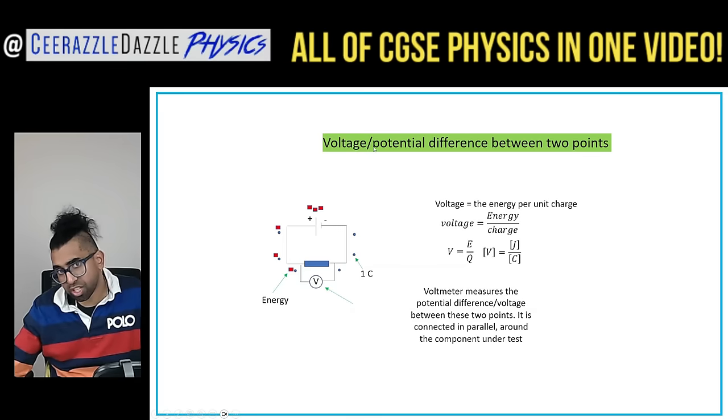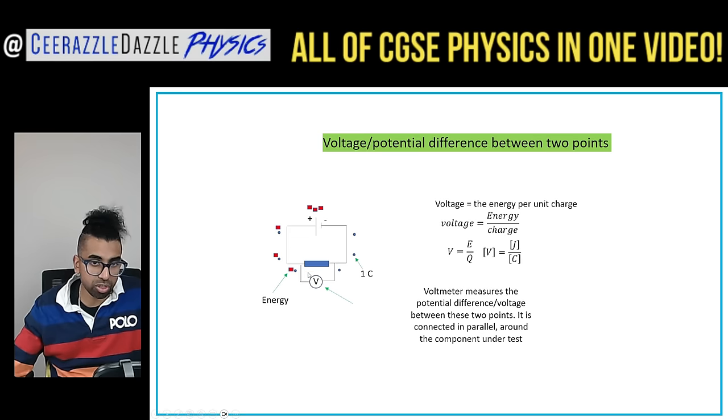Right, voltage, or potential difference between two points. The voltage is simply the energy per unit charge. Voltage is equal to energy divided by the charge. V is equal to E over Q. That's going to be our formula. The units: voltage is measured in volts, energy is in joules, charge in coulombs. If you want to measure the voltage of a component, you place the voltmeter in parallel around the component over here. So look, it's placed in parallel around the component.